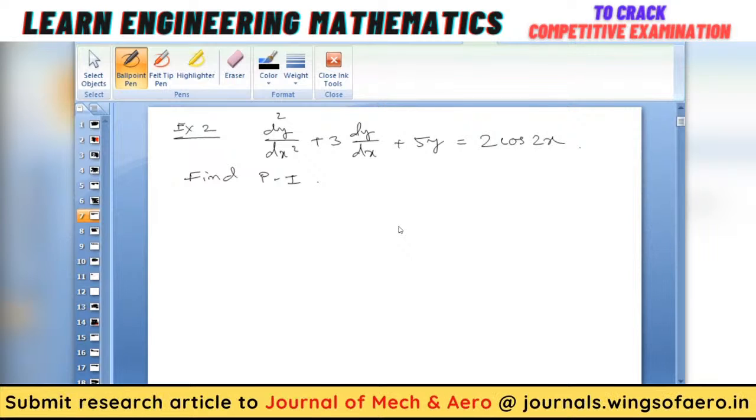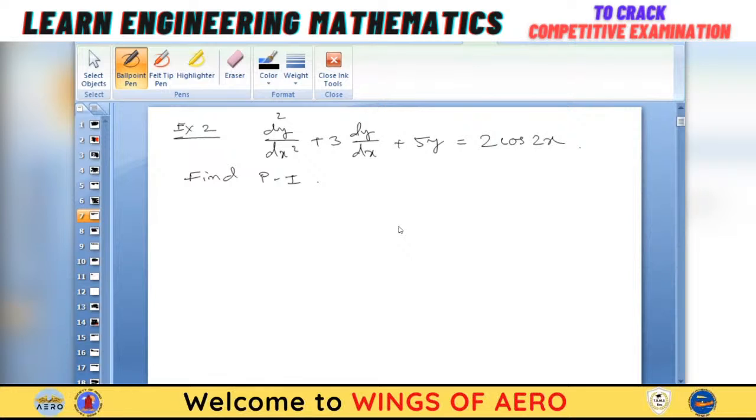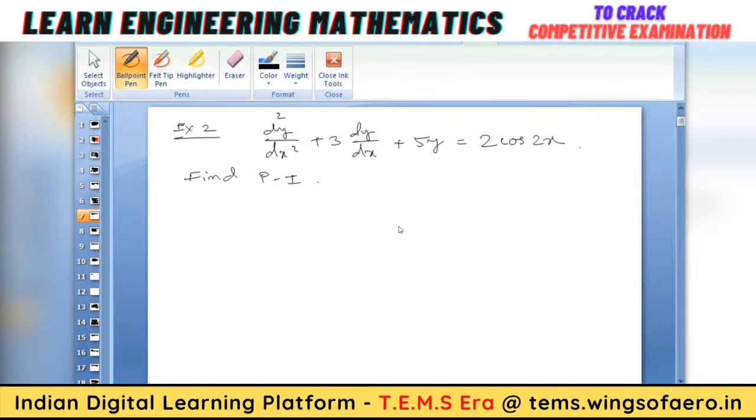Remember, there are many ways to find out PI, not a single way. These are some tricks. Sometimes the tricks fail, and then you have to apply either the original method or some other tricks. Okay, but the methods are very large.